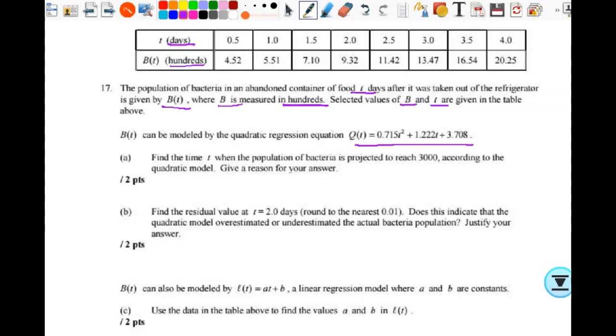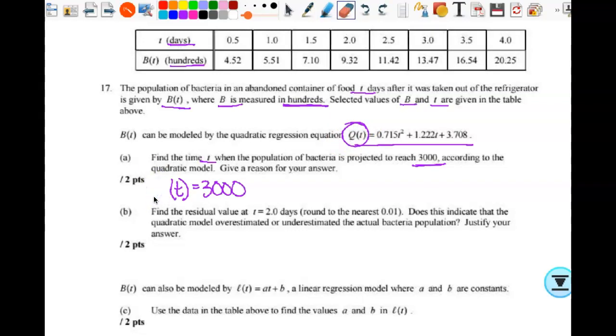So I want to find the time t when the population of the bacteria is projected to reach 3,000 according to the quadratic model. Give a reason for your answer. So that means that B of t, when does it equal 3,000? Ask yourself whether or not that is what we are looking for. And, oh, shoot, it's not B of t, it's Q of t. My bad, hang on. Q of t. Because that's the regression. So basically what happened here, instead of doing B hat, it just did Q of t, saying that it's the regression, same kind of thing.